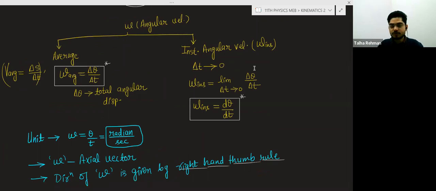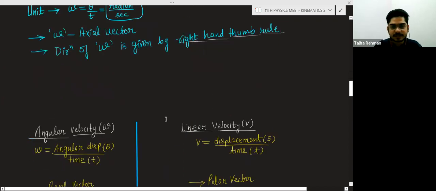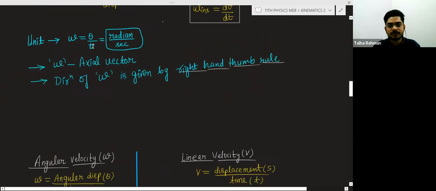For example, suppose a person is moving for 0 to 2 seconds. If someone asks what the angular velocity is for 0 to 2 seconds, you will tell them the average angular velocity. If someone asks what the angular velocity is at t equal to 2 seconds, they want the instantaneous angular velocity, which means the angular velocity at that instant of time. This is also an axial vector, and its direction is given by the right hand thumb rule, as discussed in the last class. This is the difference between linear and angular velocity.